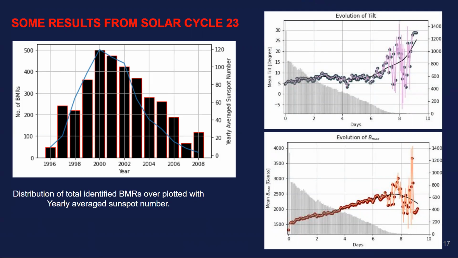Here, each dot represents the average tilt and average maximum magnetic field values over each 96-minute bin. Each bar in the gray bar plot represents the number of data points available in each bin. The large amount of scatter towards the right side of the plot accounts for fewer data points available for these days, as many BMRs live for a short amount of time, moreover less than 6 days. Here, we see that tilt gradually increases in the first 3 days and it saturates after that. But in the case of Bmax, we see a systematic increase in its average value till the 6th day.